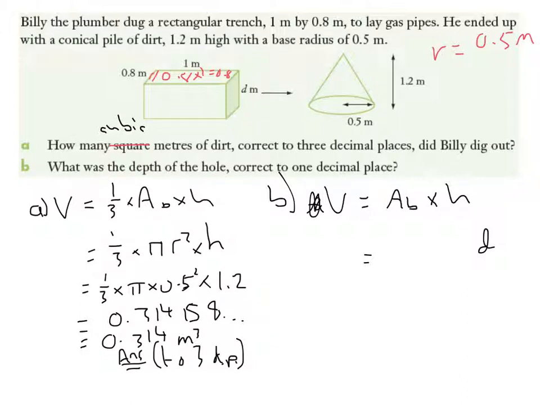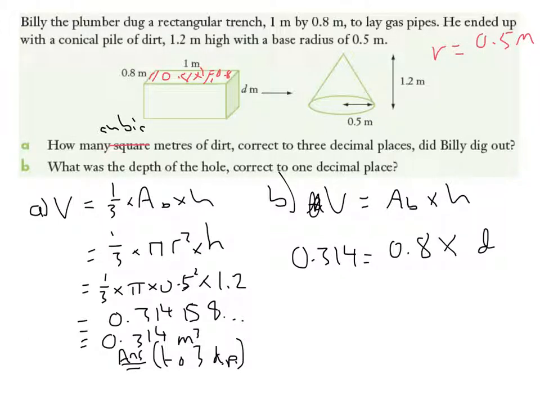That's the area of the whole thing, right? That's in metres squared. So the area of the base is 0.8. And we times it by the depth, we get the volume. What's the volume, you ask? Well, it's the same as the volume of the pile. So this volume is the same as the pile here. So instead of writing V, I'm going to write my answer from over here, which was 0.314. And I have an equation.